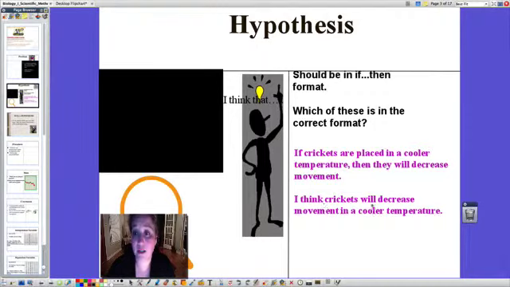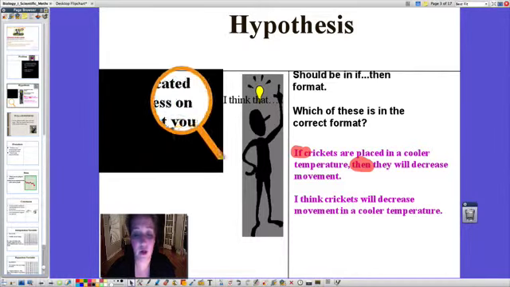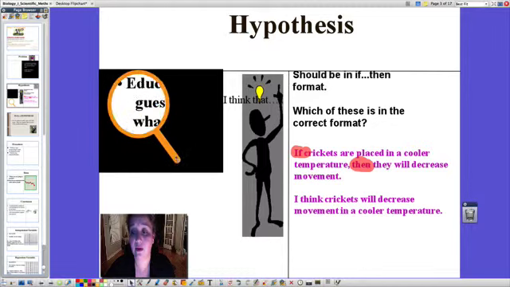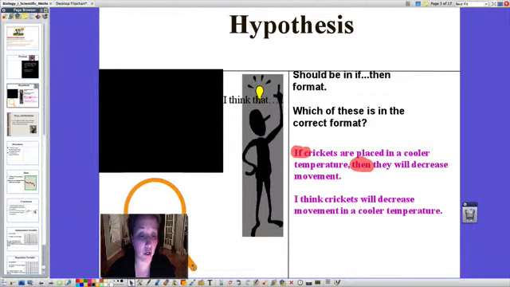A hypothesis should be in the if-then format. If crickets are placed in a cooler temperature, then they will decrease movement. Or, I think crickets will decrease movement in a cooler temperature. Which one of these two is the if-then? Do you see how easy it is? Really, the if-then statement is what we're looking for. Okay? And it's an educated guess that you think will happen.